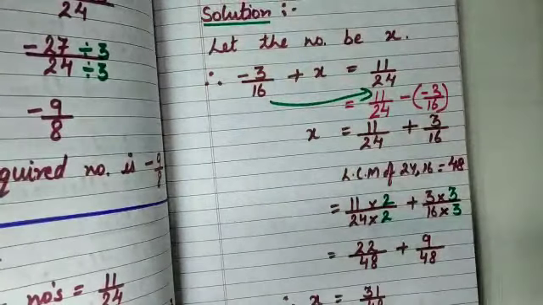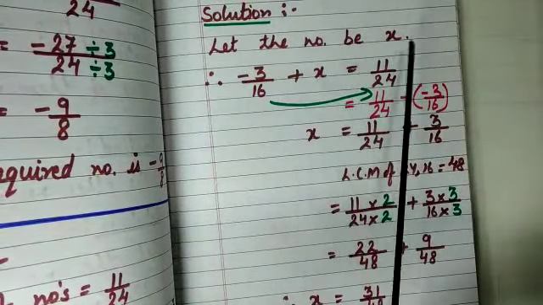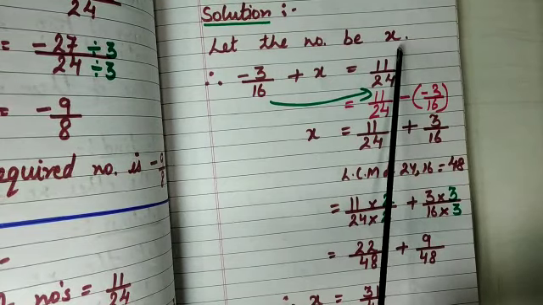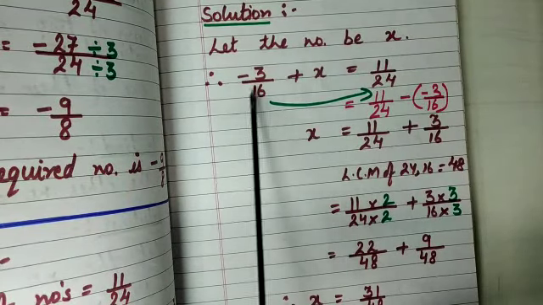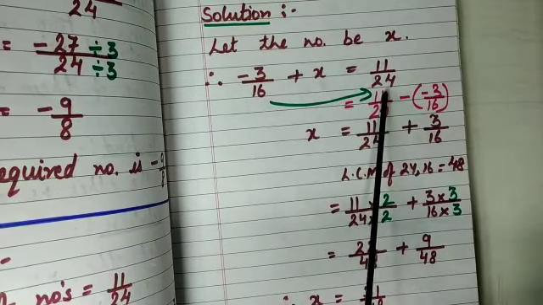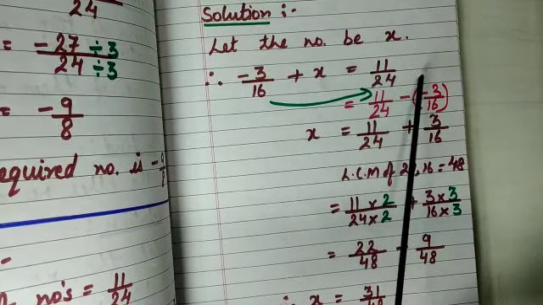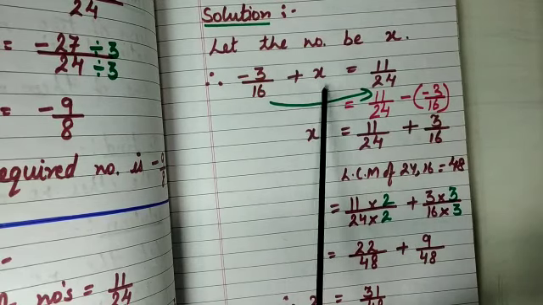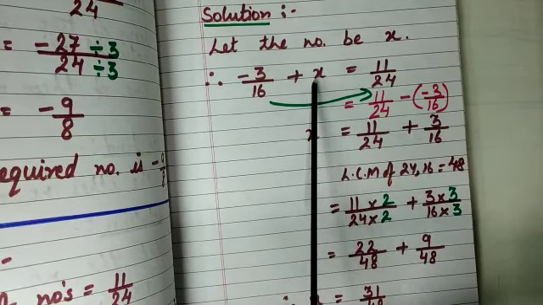So here again we assume the number as x. You can assume anything from a to z. Here I have assumed as x. So it is told that the sum of the numbers is 11 upon 24. So 11 upon 24 has to be towards the RHS. And minus 3 upon 16 plus the unknown number, that is x.